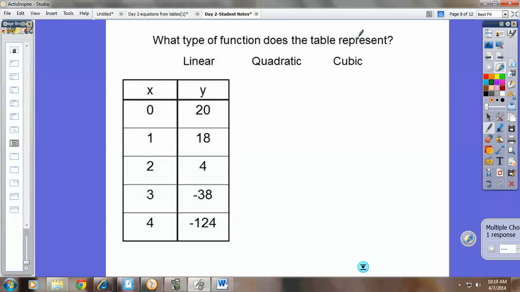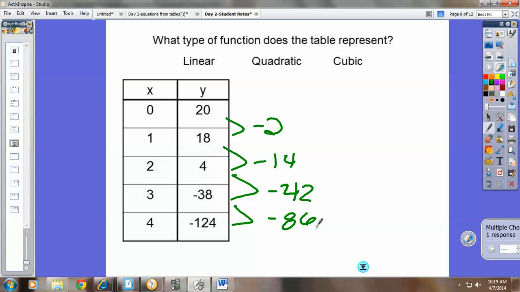If you go ahead and subtract your differences here, 18 minus 20 is -2. 4 minus 18 is -14. -38 minus 4, -42. And -124 minus 38, -86. Clearly it's not linear, correct?